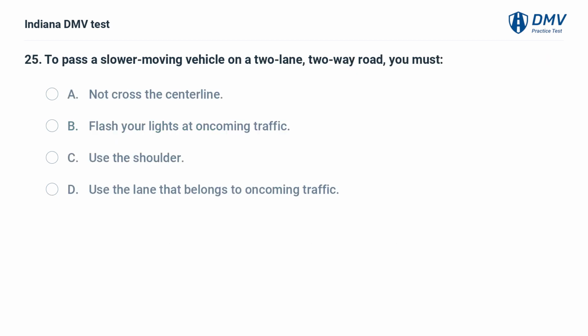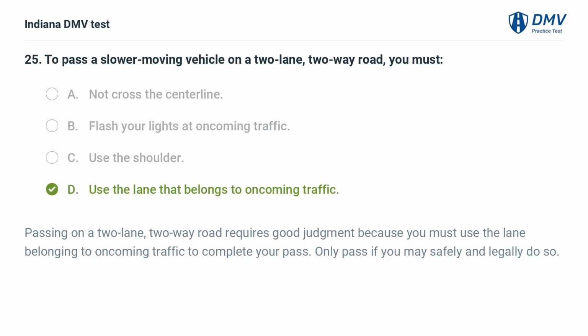To pass a slower moving vehicle on a two-lane, two-way road, you must A. Not cross the center line. B. Flash your lights at oncoming traffic. C. Use the shoulder. D. Use the lane that belongs to oncoming traffic. D. Use the lane that belongs to oncoming traffic.